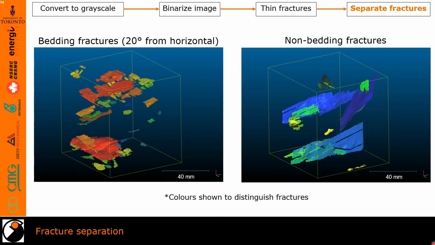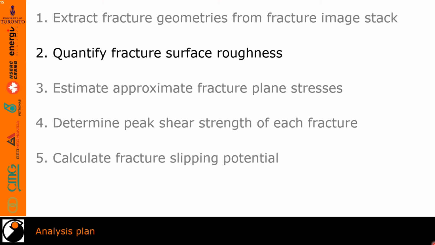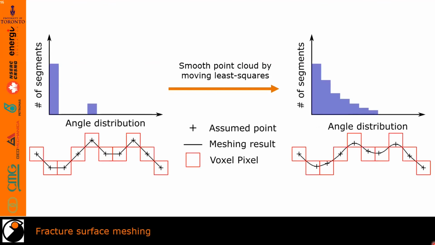So at this point, we have the individual fractures. Now we can calculate the surface roughness of each individual fracture. Because the surfaces were generated from an image stack, they were subject to very jagged profiles due to the rigid grid structure of the images. And this is detrimental to the roughness analysis since they rely on a variation of the surface angles.